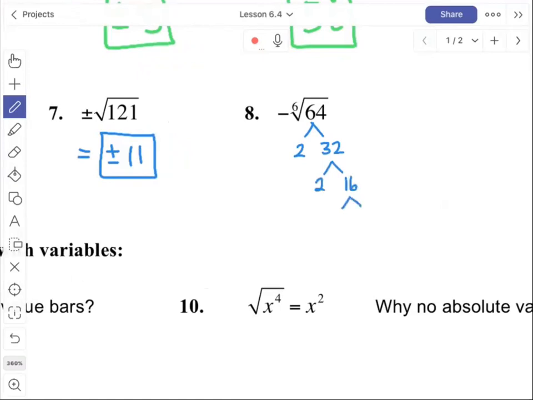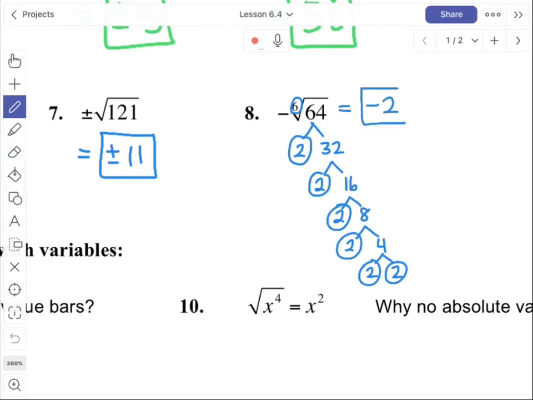Good. Keep going. And 16 can be divided by 2 and then 8. Good. Keep going. Break down the 8. And then 2 and 4. And then 2 and 2. All right. So how many 2s do we end up with, Yanni? 6. Good. 1, 2, 3, 4, 5, 6. So we have 6, and that's what our index tells us we need. So what is this going to be equal to? So -2. Perfect. You got it.